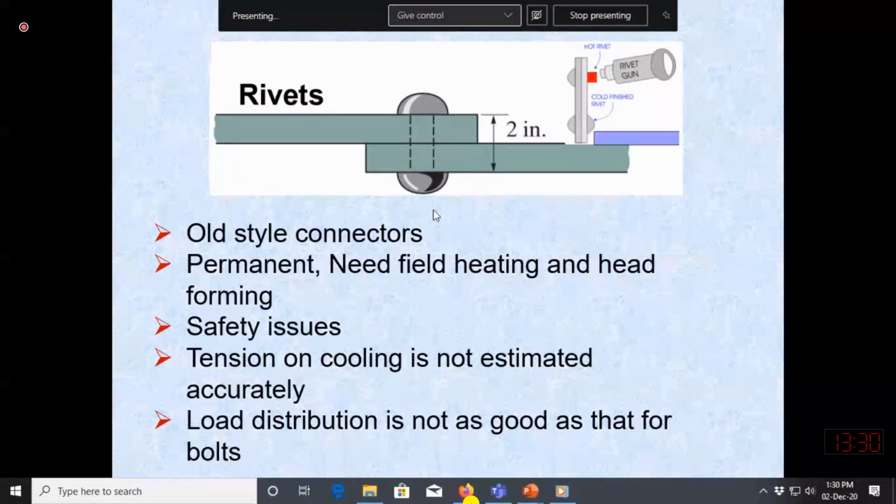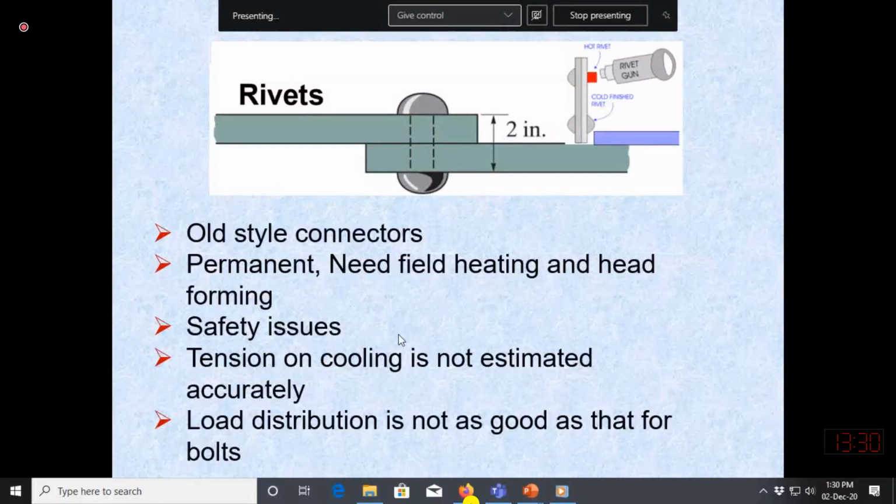In case of the bolted connection, somebody can open the connection, maybe to cause some destruction to the bridges. So nobody can open rivets. That's why they are safer than bolted connections. They are permanent. So no need for heating and head forming, whereas rivets need the heating and head forming. So all the process is carried out in the field. So they have a safety issue.